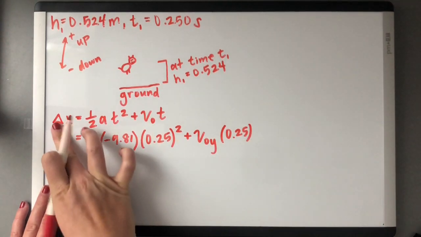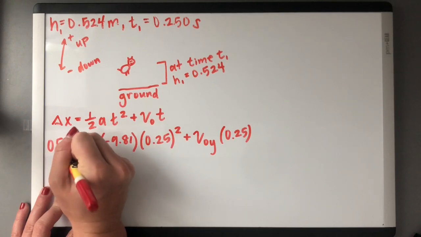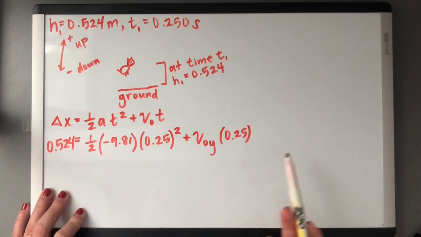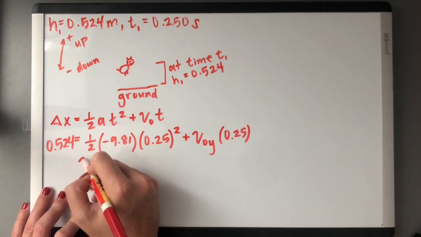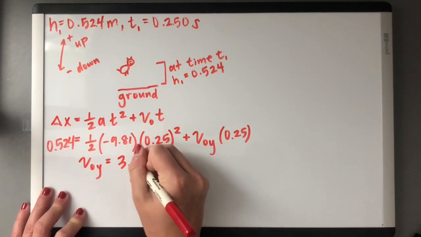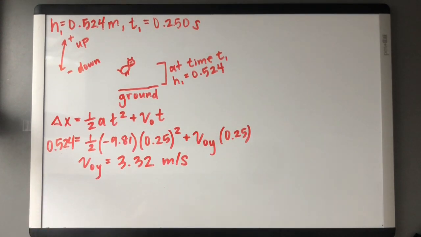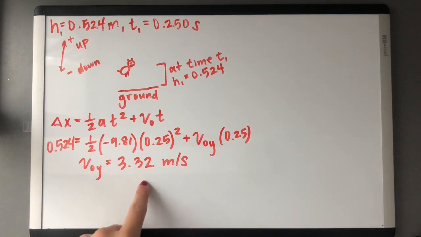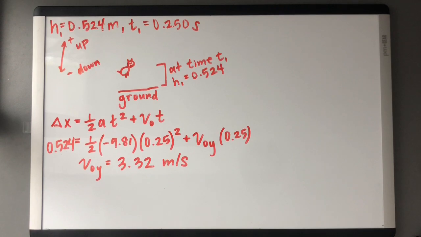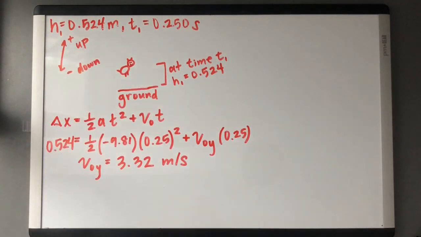We can go in and change this h1 to the numerical value that we know it is, 0.524. And then we only have one variable left in this equation, meaning that we can plug and chug to find that the initial velocity in the y direction is 3.32 meters per second. That's the sig figs from this problem. After finding the initial velocity in the y direction, rounded to the correct number of sig figs, the second question is, what is the speed at this height? So when the armadillo is at a height of 0.524 meters, what is his velocity at that point?